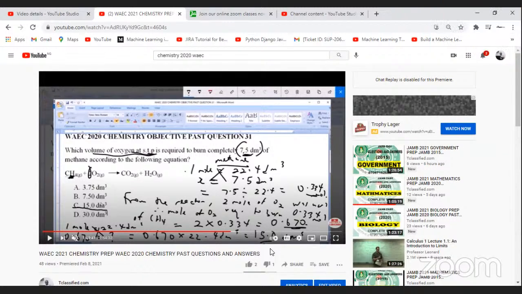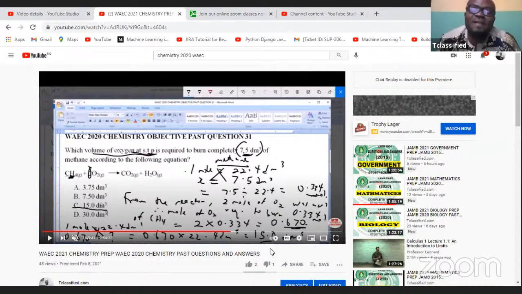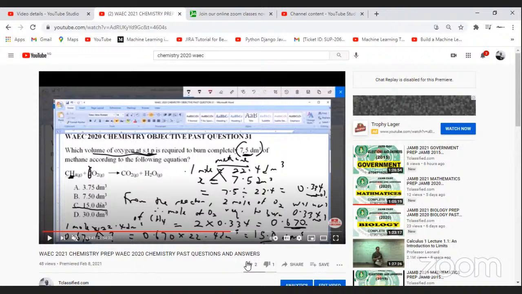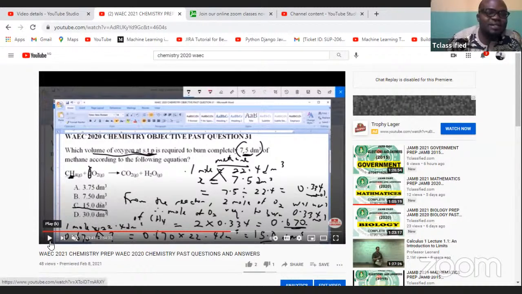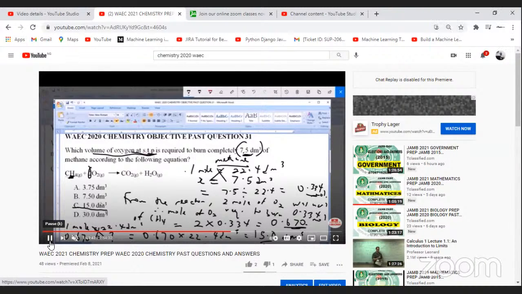Okay, I now understand. You understand, Bob? Yes, sir. So it's somehow tricky, but it's molar calculation. That's the way it normally is.